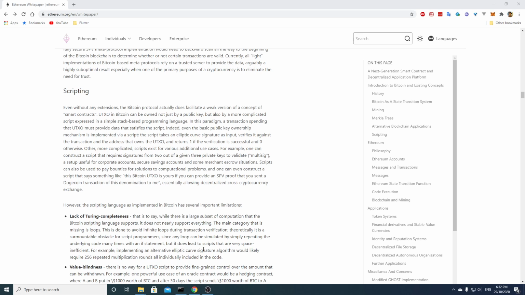Scripts can also be used to pay bounties for solutions to computational problems, and one can even construct a script that says something like, "This Bitcoin UTXO is yours if you provide an SPV proof that you sent a Dogecoin transaction of this denomination to me," allowing decentralized cross-cryptocurrency exchange.